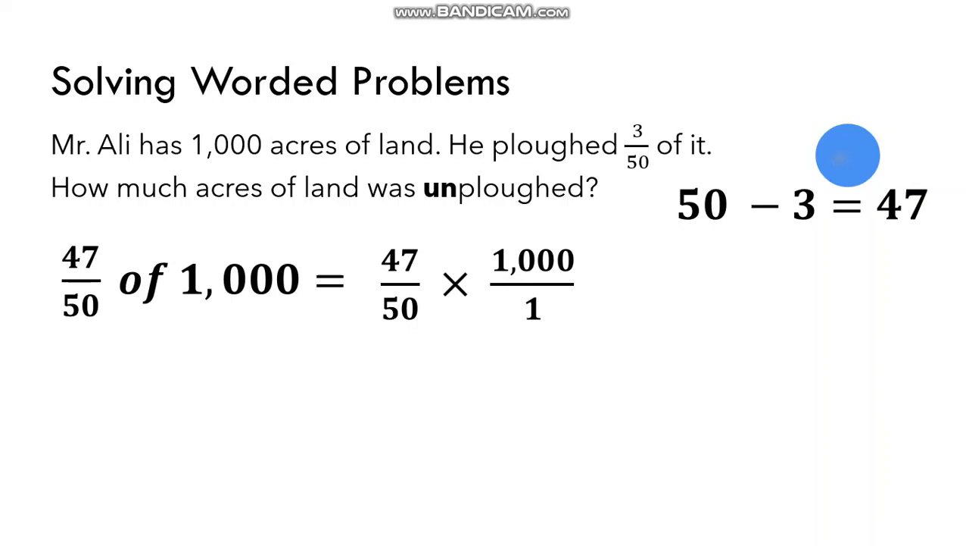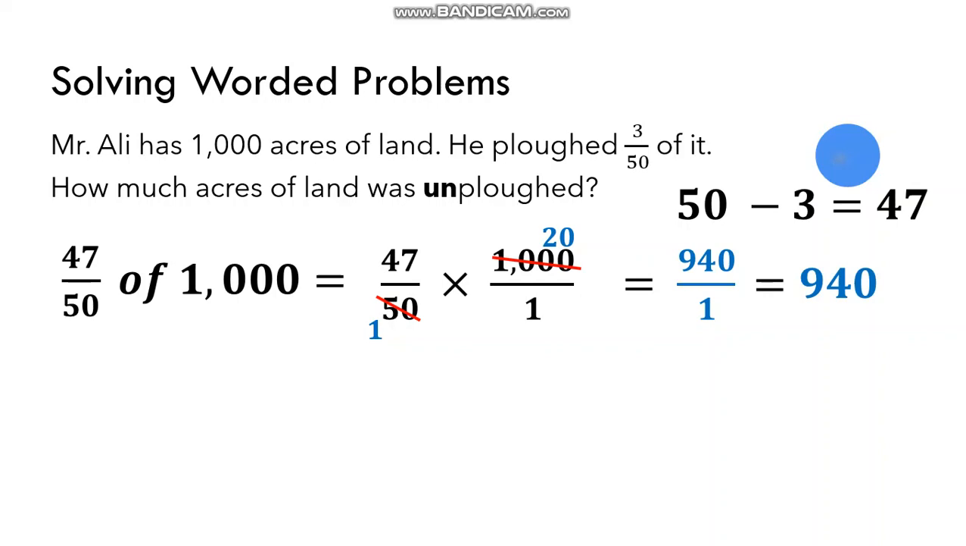We can reduce diagonally here. The number 50 can go into both 50 and 1000 without leaving a remainder. So let's reduce. 50 can go into 50 one time, and 50 can go into 1000 20 times. Since we cannot reduce the numbers any further, let's multiply across. 47 times 20 gives us 940, and 1 times 1 gives us 1. So our fraction now becomes 940 over 1. And remember, a whole number over 1 is still a whole number, so our answer is 940.